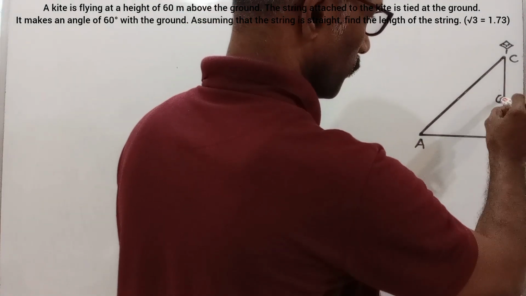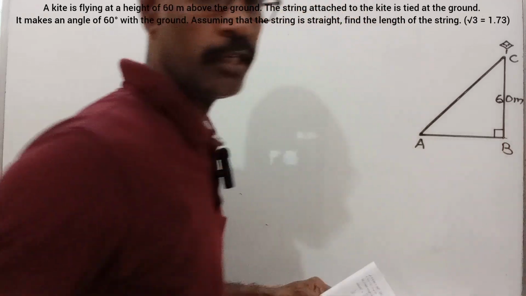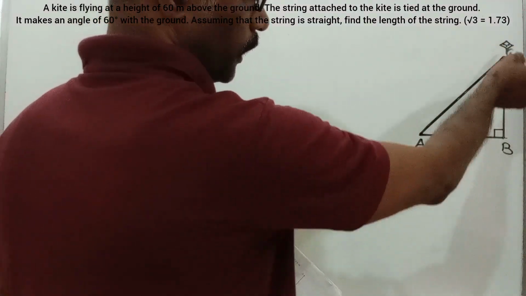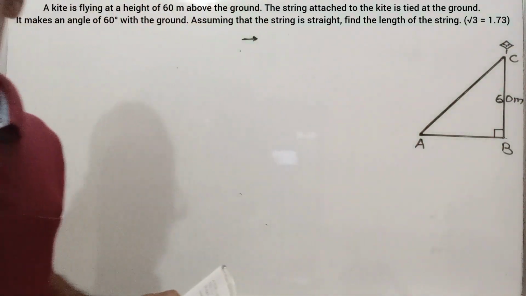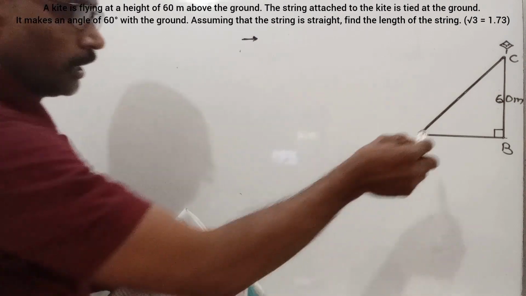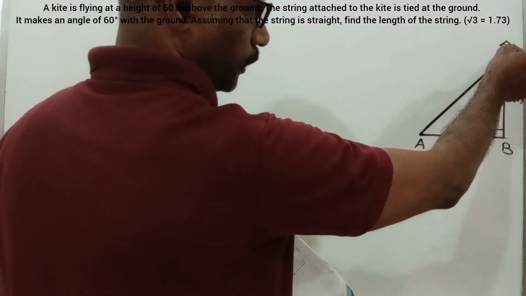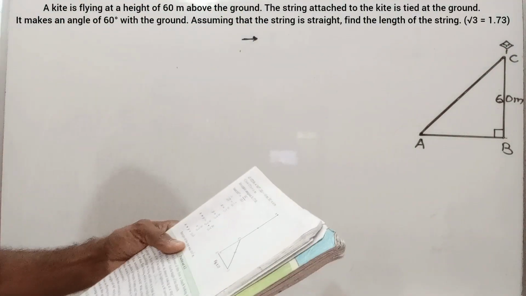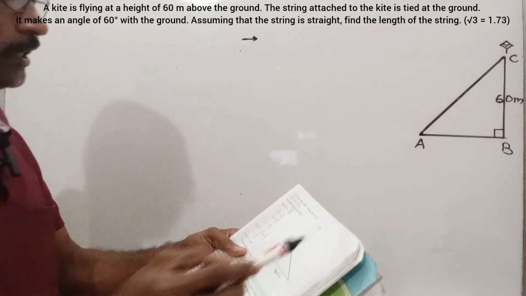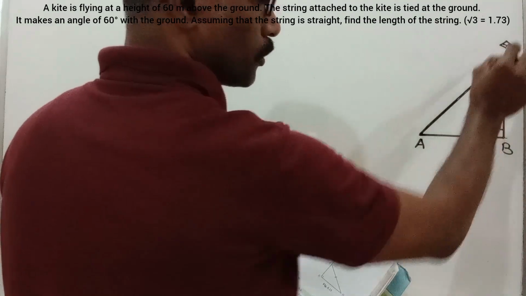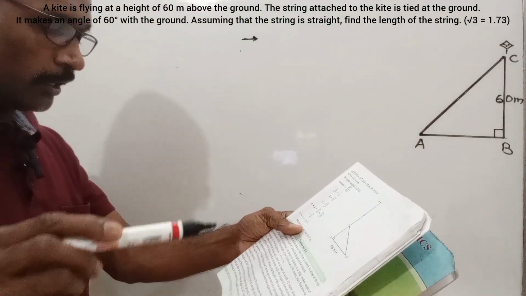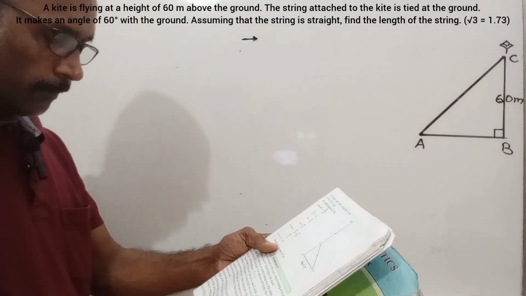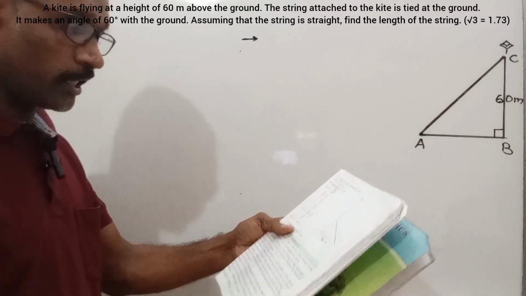Means this is 60 meter from the ground, and this is a vertical line, perpendicular to the ground, and therefore here at B 90 degree, and total height BC is 60 meter from the ground. The string attached to the kite is tied at the ground at point A. It makes an angle of 60 degree with the ground.